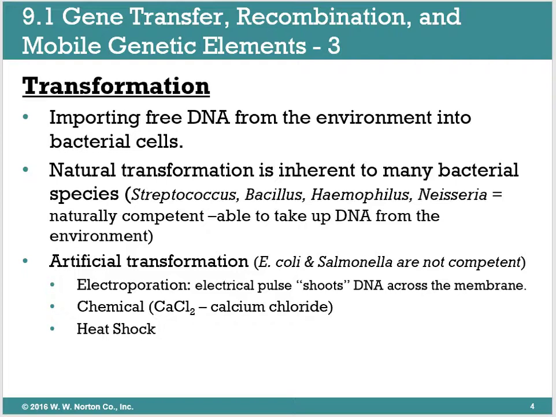There are 3 different ways to do artificial transformation: electroporation, chemical, or heat shock. With electroporation, you have the bacterium and the free-floating DNA, and you give electrical pulses to your culture, which shocks the bacterium, and then it'll uptake the DNA across the membrane. With the chemical method, you use specifically calcium chloride, because calcium chloride increases the permeability of the cell membrane. With the cell membrane more permeable, meaning it's more likely to uptake stuff, the free floating DNA can enter into the bacterium.